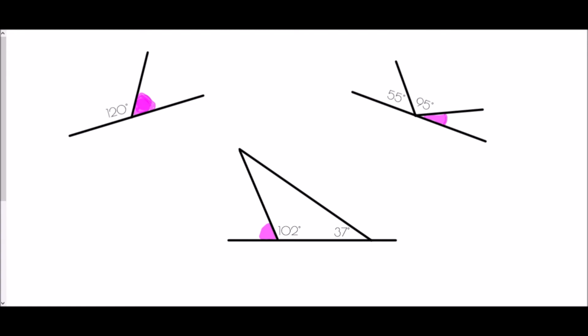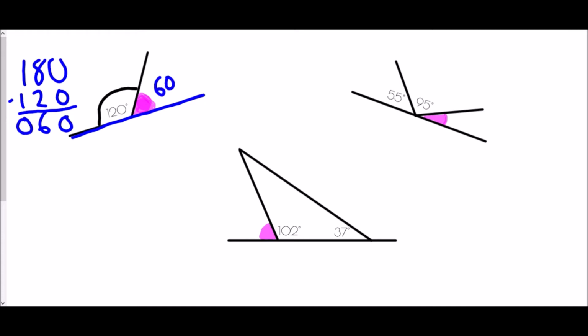So in our first one, we have an angle of 120 degrees and we're trying to find the angle which is pink. You can see here that this has formed that straight line and therefore they must add up to 180 degrees. So in order to find the missing angle, I'm going to do a little subtraction. I'm going to subtract the 120 degrees. So 0 take away 0 is 0, 8 take away 2 is 6, and 1 take away 1 is 0. And therefore this angle must be 60 degrees.